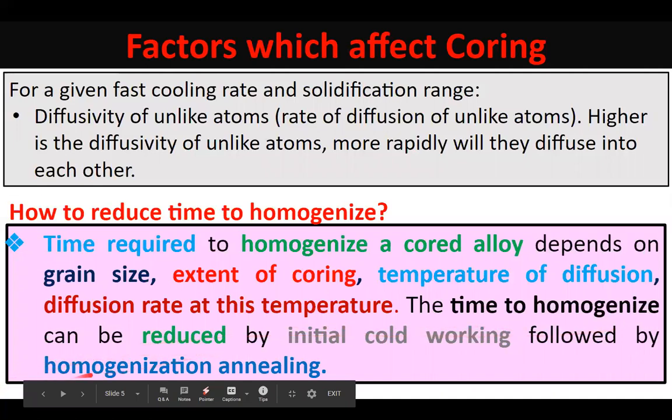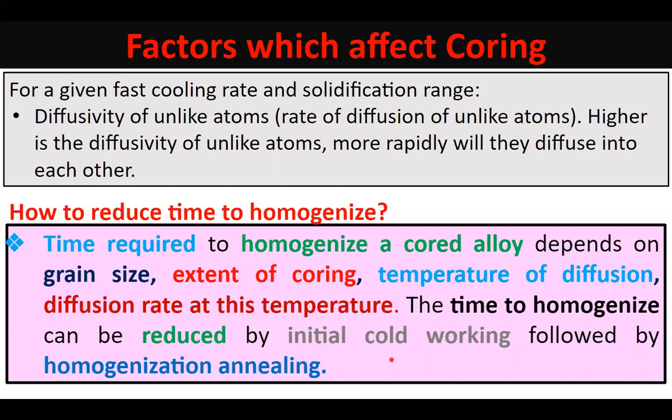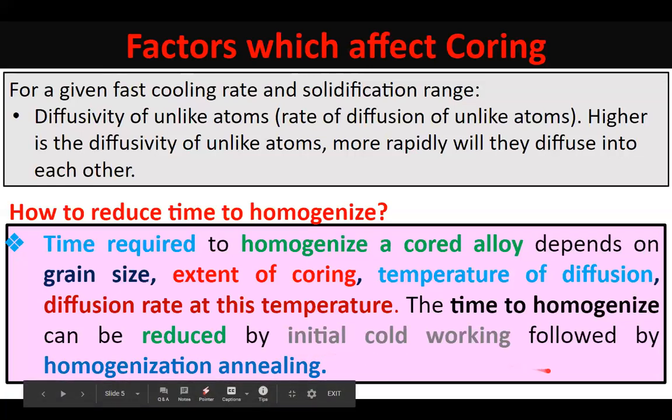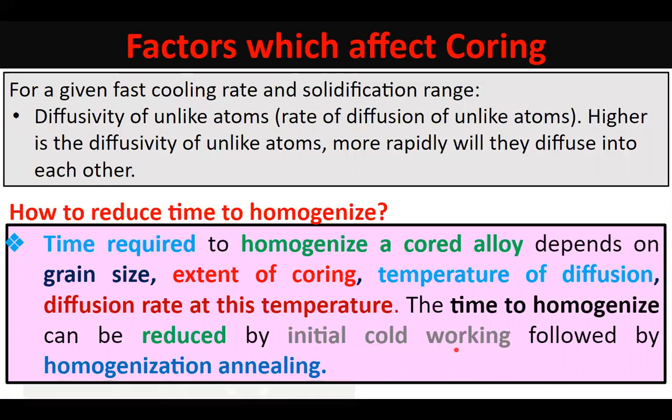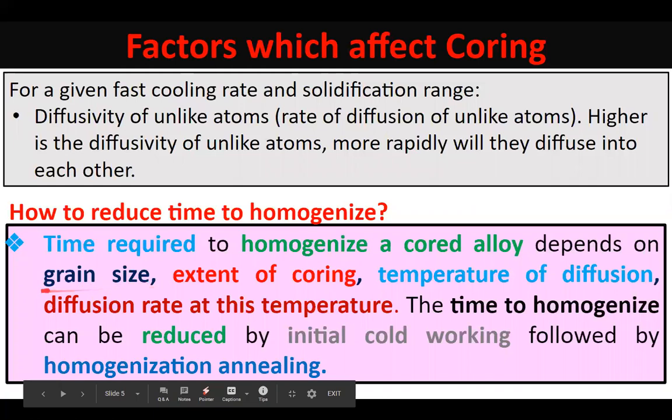There is a treatment that we'll discuss, the homogenization annealing treatment, through which coring is eliminated. And if you still want to reduce the time taken for homogenization annealing, you can initially do plastic deformation of your alloy or casting. That will reduce the grain size, and with reduced grain size, the time taken to diffuse would be less. So if you take a cold worked cored casting, homogenization annealing would take less time.